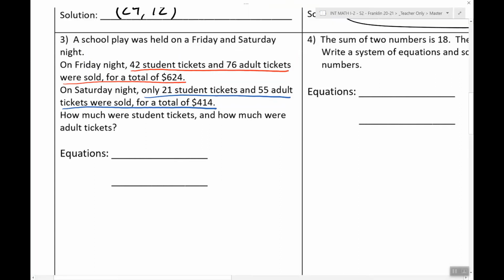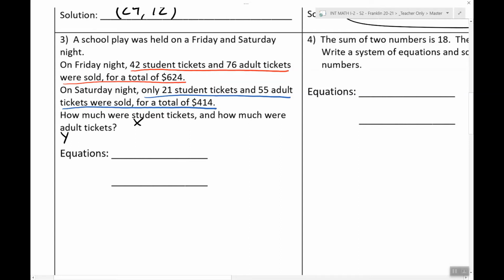So we can use S and A, but to be honest, my S's tend to look like 5s, so I don't like to use S as a variable. It's totally fine if you want to do that, but I'm going to go ahead and use X and Y here because my S's tend to look like 5s. So I'll use X and Y.